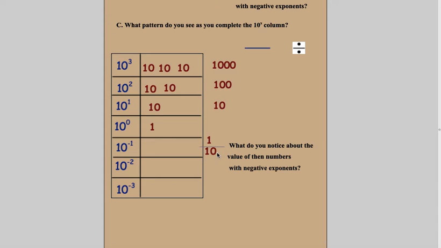So I get my fraction in there. Notice another negative exponent. Well, I got to drop that 10 to the negative 2 to the bottom and make it positive. What's 10 squared? We already established that was 100. And then I just got to put a 1 on top.